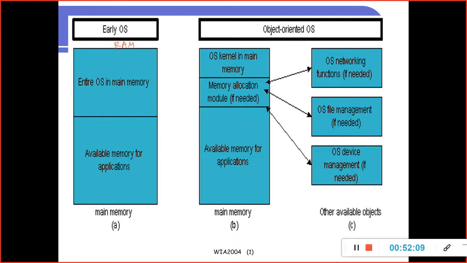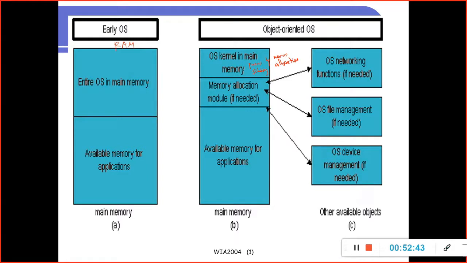And now you have the current OS. So the object-oriented OS, the current one, you have the OS kernel in main memory. Kernel is limited to a few essential functions. Very important, kernel is still the core or heart of the OS, but it has functions like process scheduling and memory allocation. So this is very important.